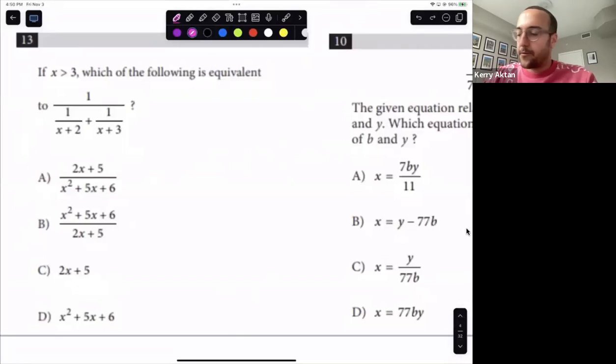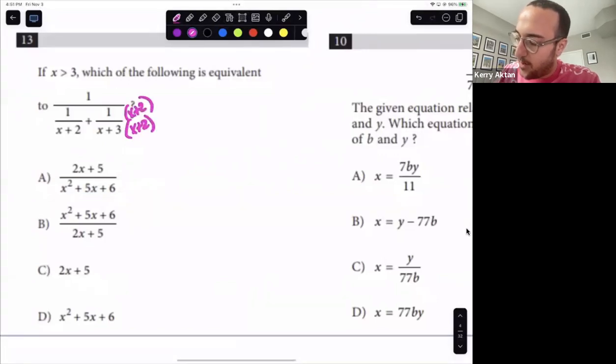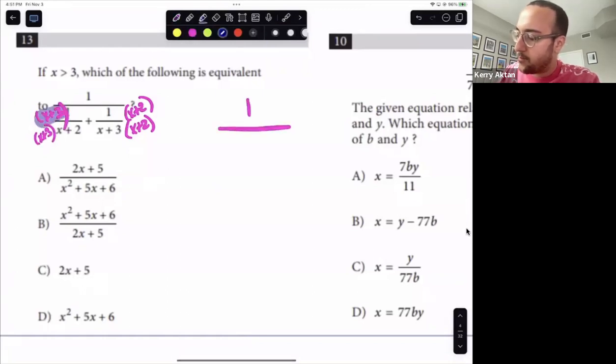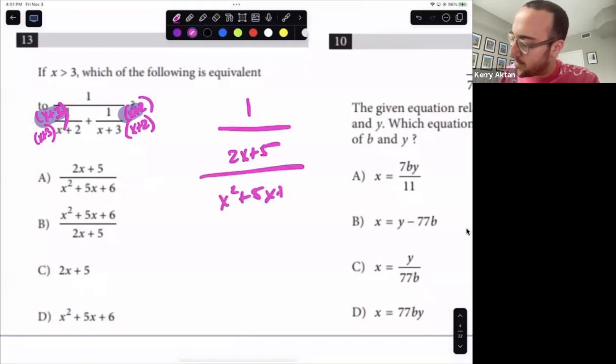So what do we do for this question? Well, what Chase sees is that when you're adding fractions, you need common denominators. So right off the bat, I need to tack on an x plus 2, an x plus 2, an x plus 3, an x plus 3. At which point, you have 1 over, what's x plus 3 plus x plus 2? 2x plus 5 all over x squared plus 5x plus 6.